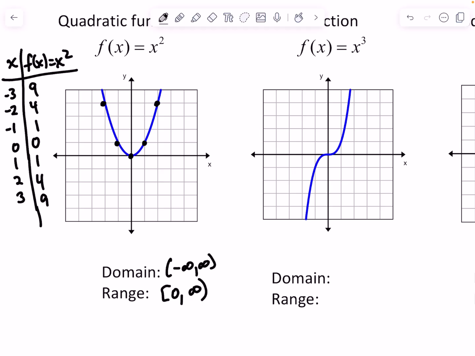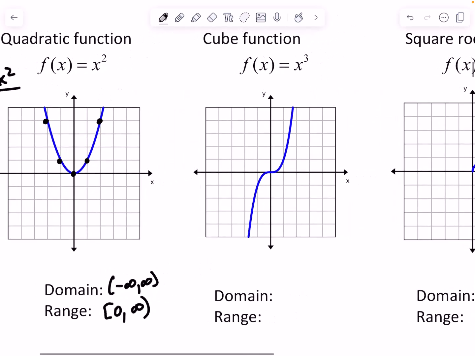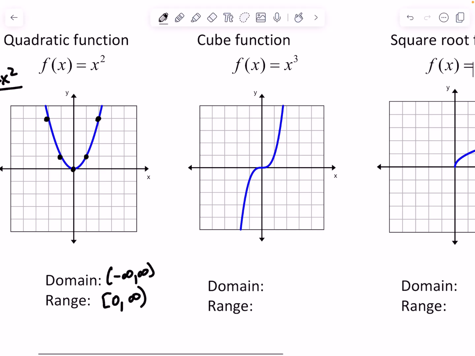This one, again, you should get very familiar with it. We're going to see the squaring function over and over and over throughout the course. The cubic function is a good one to know as well. It is one that if you are ever looking for an example of an odd function, a cubic function is a good one to have handy.